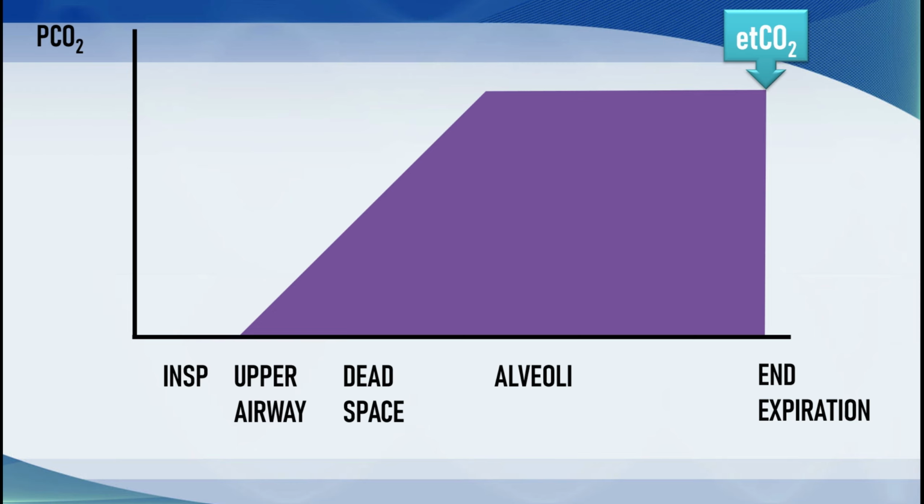If we change our y-axis to partial pressures, the normal partial pressure of CO2 at end exhalation, the end tidal CO2, is 5.1 kilopascals or 38 millimeters of mercury.